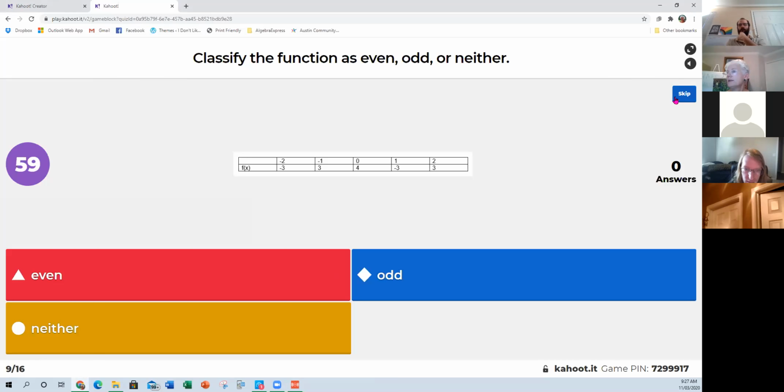Even, odd, or neither. Notice this time that here we have a -3 paired with a -2, and here we have a 3 paired with the 2. So if you look at the opposite extremes, here we have a 3 and a -3, and here we have a 0, 4.